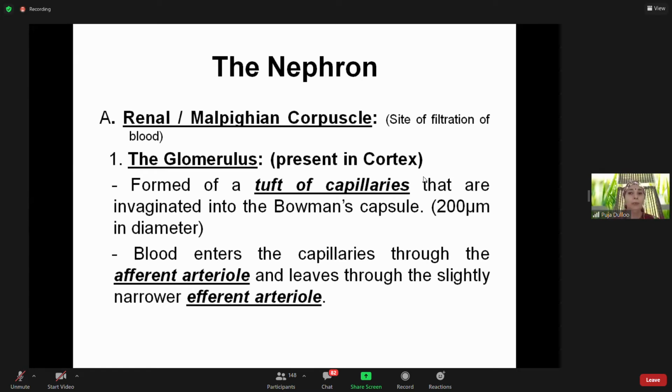Now, why do we need to talk in detail about the renal corpuscle? Because this is the first site where the process of filtration occurs in the nephron. Okay, now it is present in the cortex, as I already mentioned in the previous presentation, and these capillaries start with an arteriole and end in an arteriole.